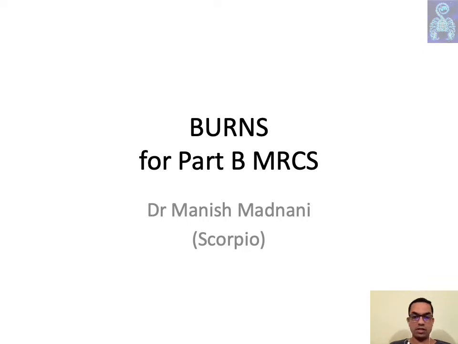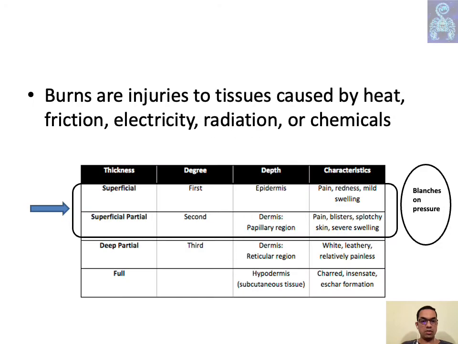This is the first station we are doing today, about burns. So basically burns is a kind of injury because of heat or friction or electricity, radiation or chemical. The degree of burns can be divided into first, second or third degree, but mostly we divide it clinically into superficial, partial or deep burns.